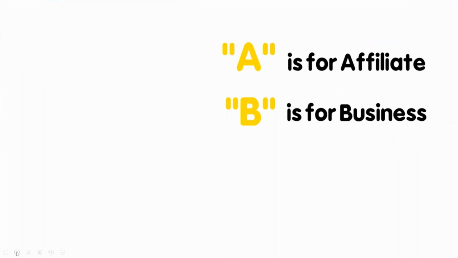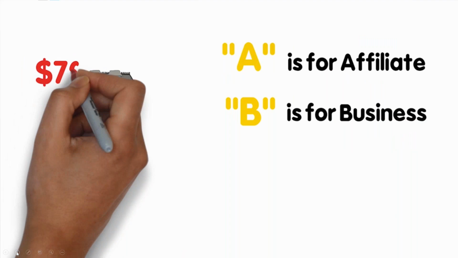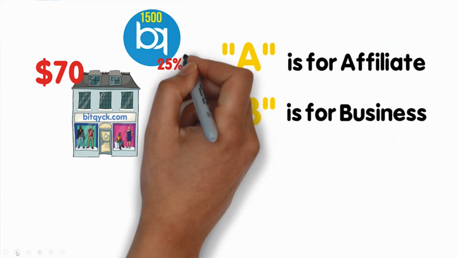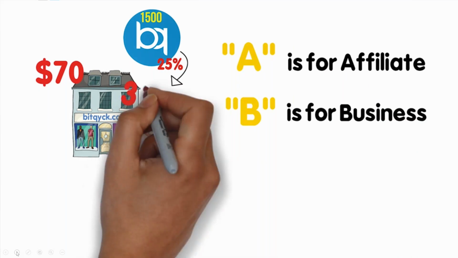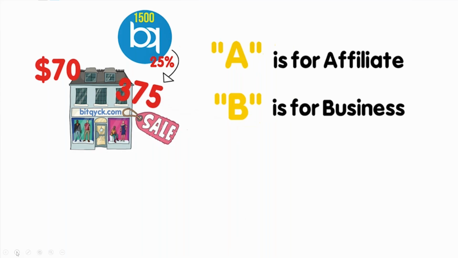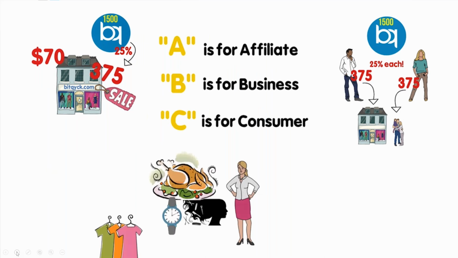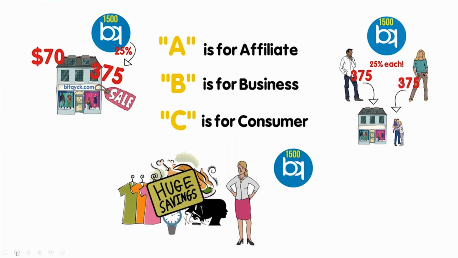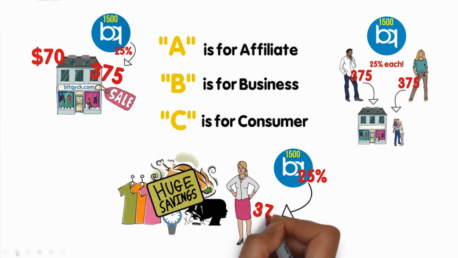B is the business. A participating business gets from beqyck the $70 from the purchase, plus they also get 25% of the bitqyck coins allocated by the sale of its offer. So the business would also get about 375 bitqyck. C is the consumer. The consumer not only gets the deal they purchased, the haircut, the dinner, the watch, the clothes, or whatever the savings was for, but they also get 25% of the bitqyck coins. So in this example, the consumer also gets about 375 bitqyck.